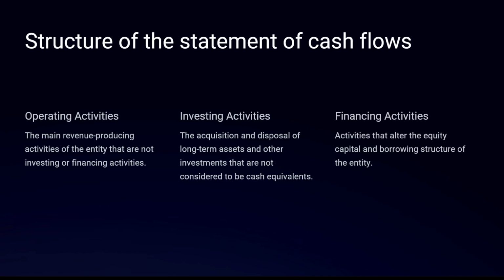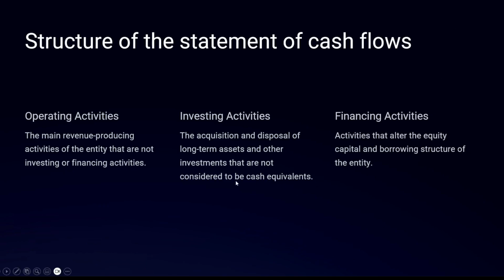The cash flow statement is divided into three main activities. Operating activities are the main revenue-producing activities of the entity that are not investing or financing activities. This includes all the cash that we receive from selling our product, which is the primary reason for creating this company. The same goes for the cash out, which includes salaries, payments to suppliers, and payments for taxes.